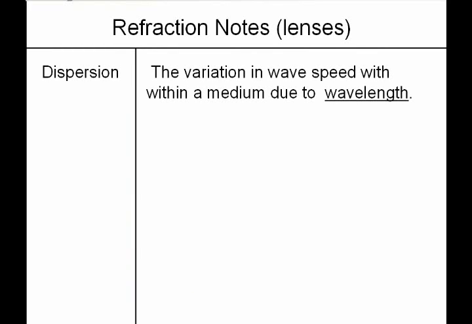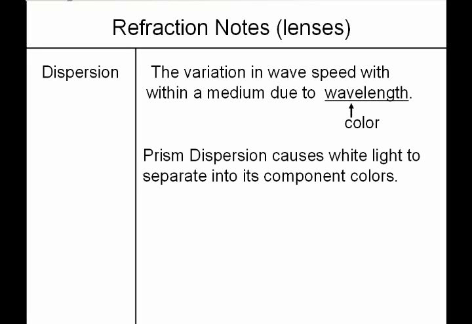Dispersion is a variation in wave speed within a medium due to the wavelength, which is represented by the color. Remember, in a vacuum or in air, all the different colors of light are traveling at the speed of light, but in a medium such as water or glass they slow down, and each color has a different speed that it travels at. Dispersion in a prism is what causes our white light to separate into the component colors of the rainbow.